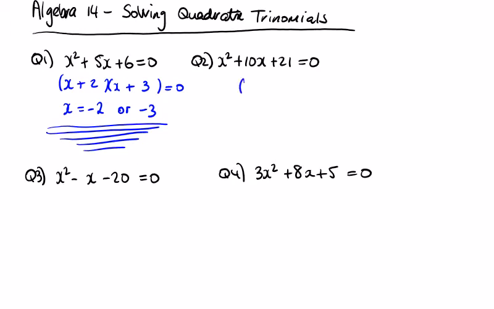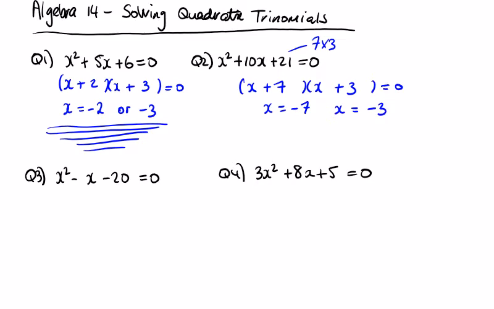Question 2, they're both pluses again. It has to be x by x. There's not that many factors of 21. 7 by 3 is the one that jumps out, and you can see that 7 plus 3 is 10. So plus 7 plus 3, x is equal to minus 7, and x is equal to minus 3.